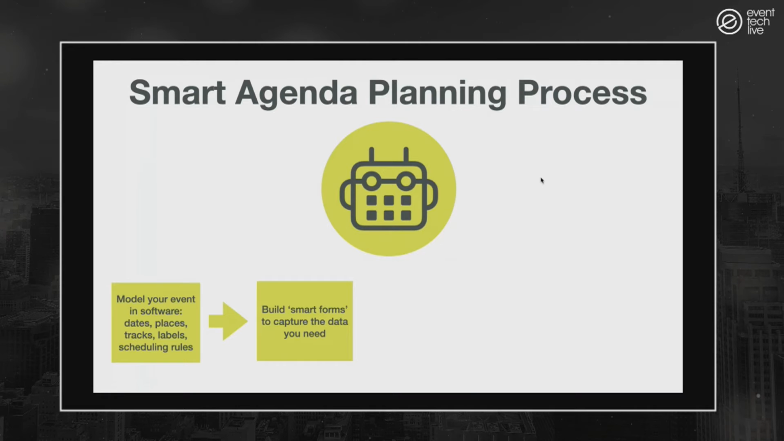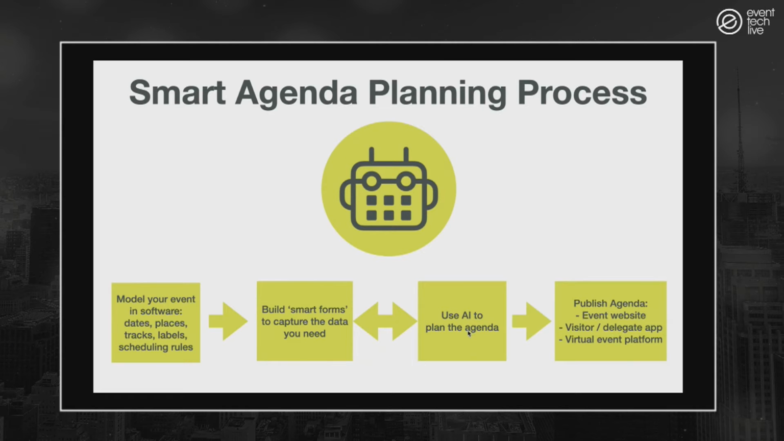Then you build smart forms to capture the data that you want from your speakers. That allows you to use, I'm calling it AI, it's a bit generous, an algorithm which can use the data that you captured from those smart forms. It understands the shape of your event and it understands what the data means. So it can really help you cut out a lot of the time with the scheduling by giving you decision support as you go through. I'll show you that in practice shortly. Then once all that's done, you can get back to publishing your agenda on your event website and all the rest of it.